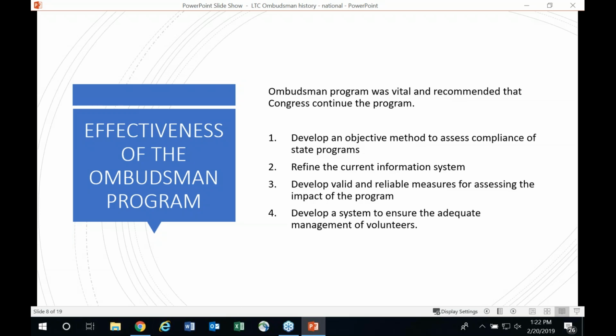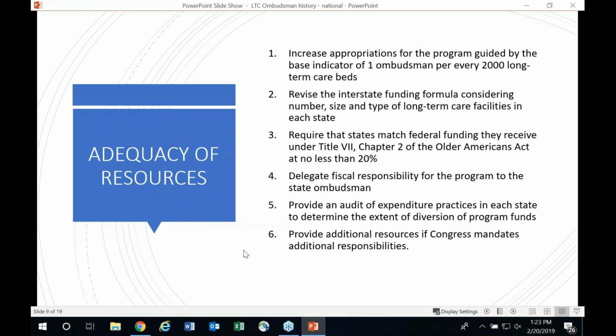So they recommended that we develop an objective method to assess compliance and refine the current information system to develop valid and reliable measures for assessing the impact of the program, and to develop a system to ensure adequate management of volunteers. And again, Carol mentioned the importance of the volunteer program, and I know that it varies from state to state still today, but the incorporation of volunteers into our program has been so important in us meeting the objectives and the needs of the residents that we serve.